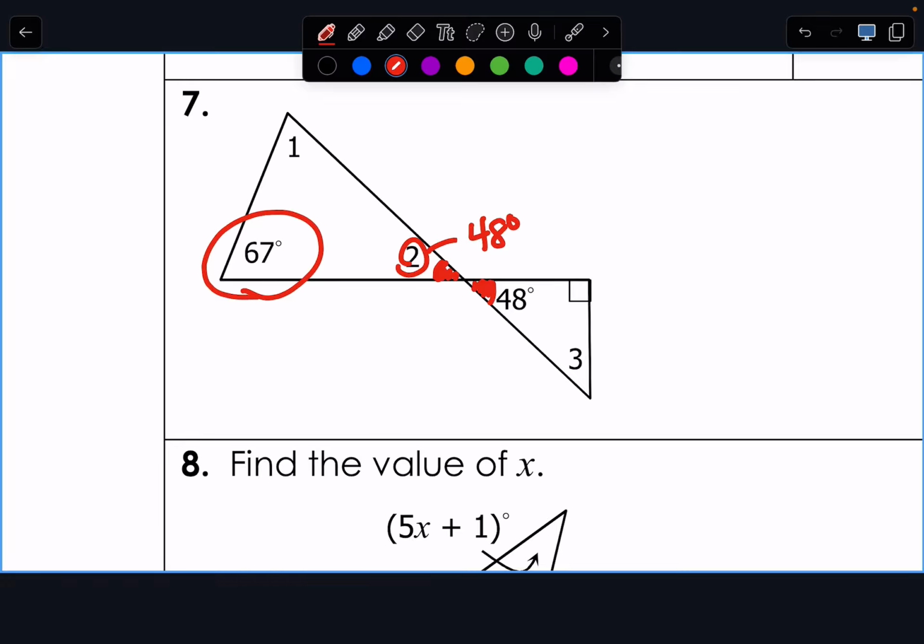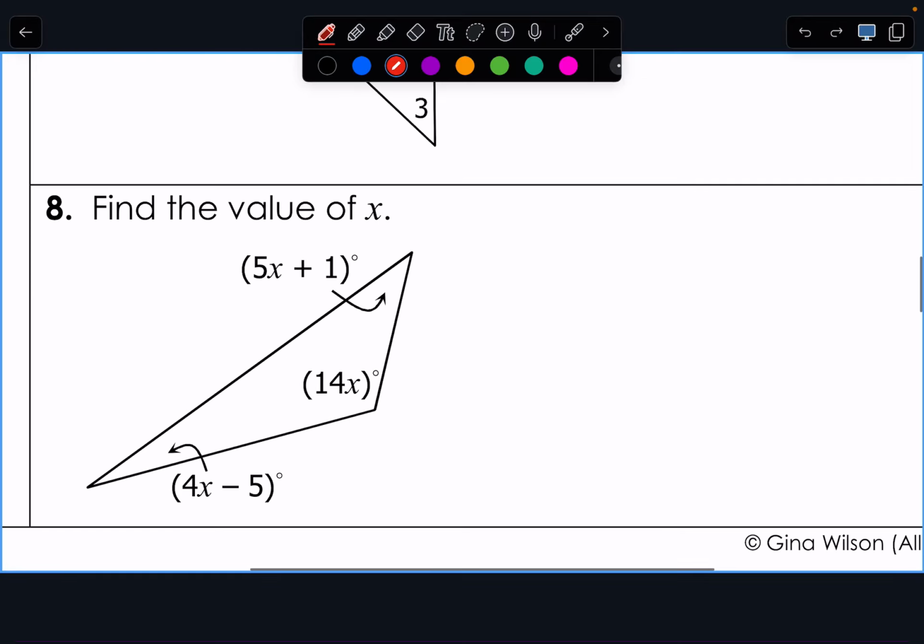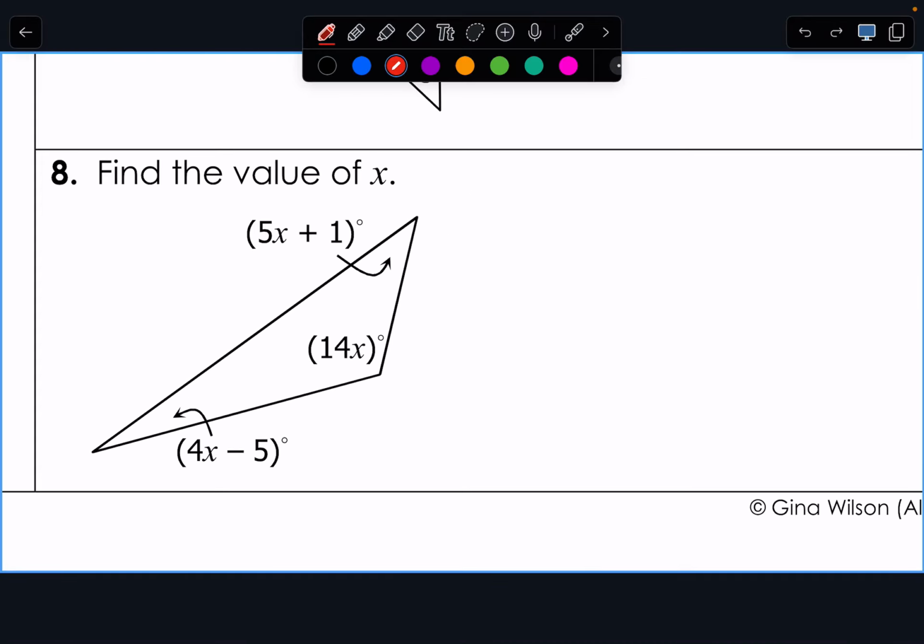How is that 48? That's what I like. Since they're vertical from each other, they're both going to be the same. Yeah. Adjacent and vertical. Those are words we're going to talk about again on Friday.